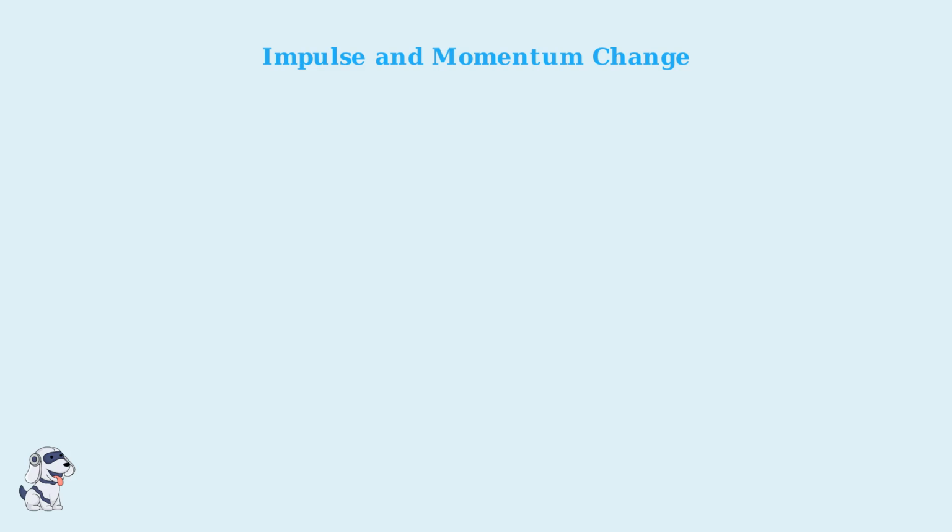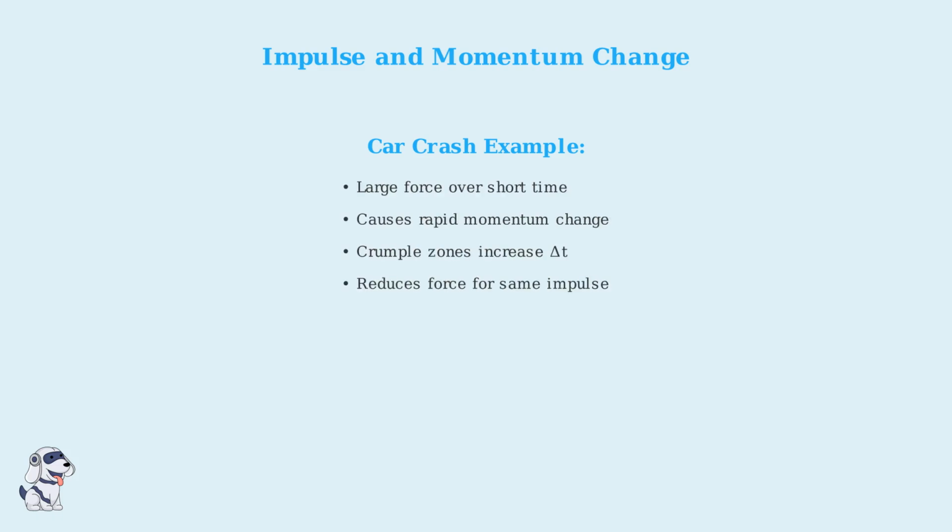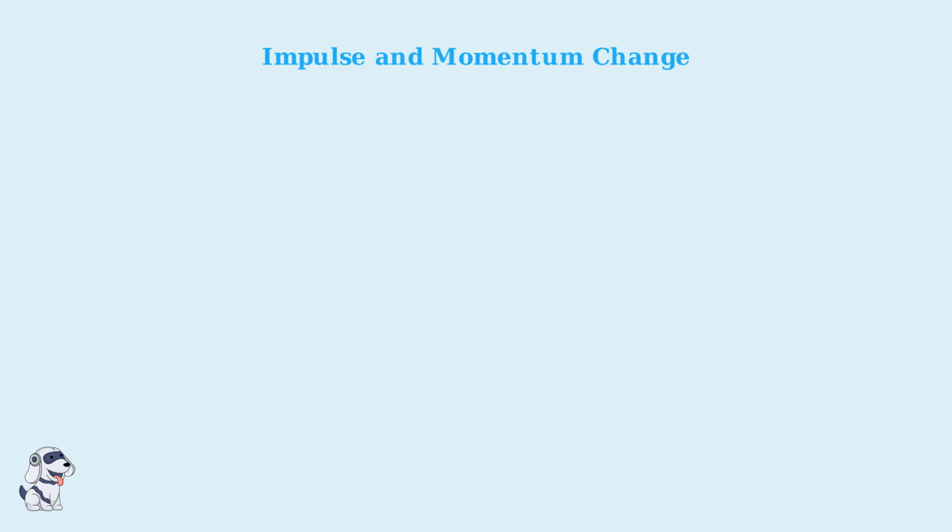This principle applies to many real-world situations. In car crashes, the force during collision and the duration of impact determine the change in the car's momentum. Safety features like crumple zones work by increasing the time of collision, which reduces the force for the same change in momentum. In sports, the same principle applies.